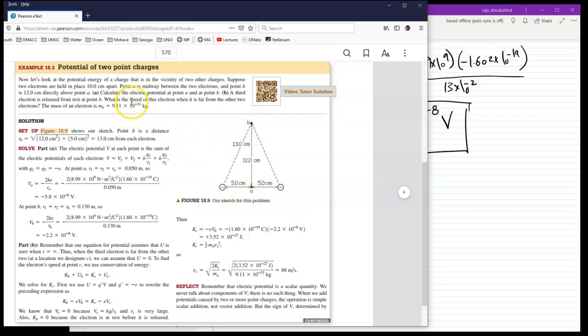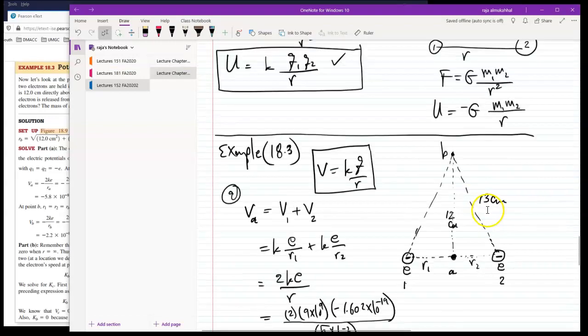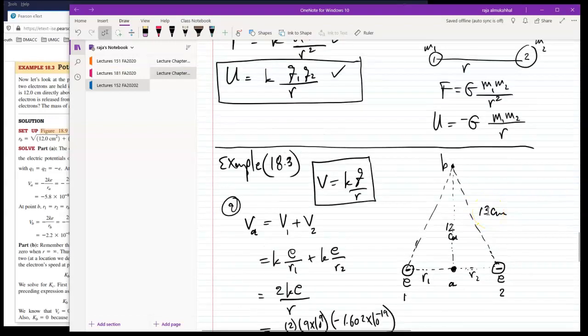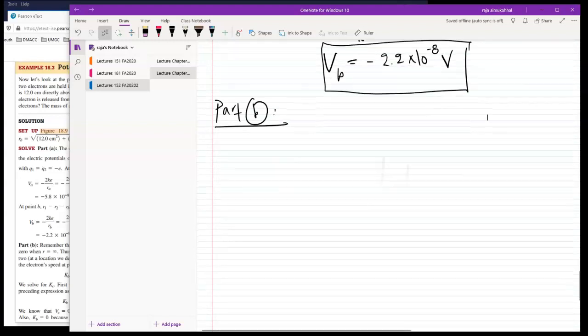So you say calculate: a third electron is released from rest at point B. What's the speed of this electron when it is far from the other 2 electrons? Okay? When it's far away from the other 2 electrons. So what's going on here? What's happening is, go back to the drawing. Let me make another drawing.